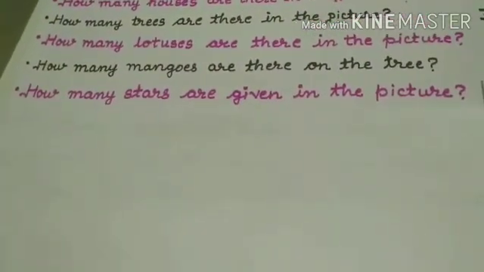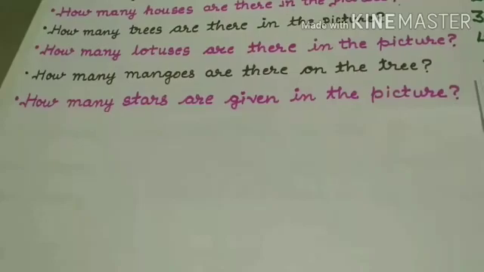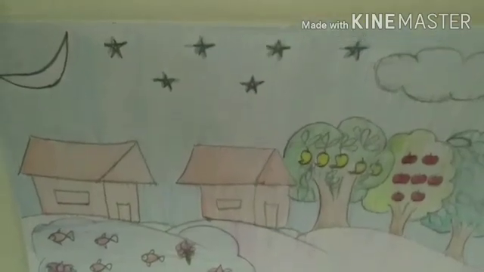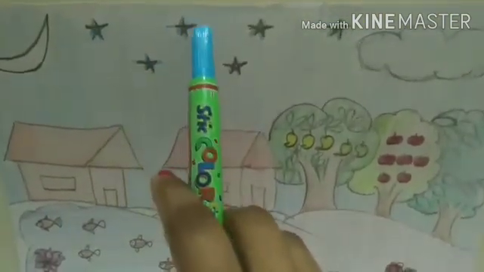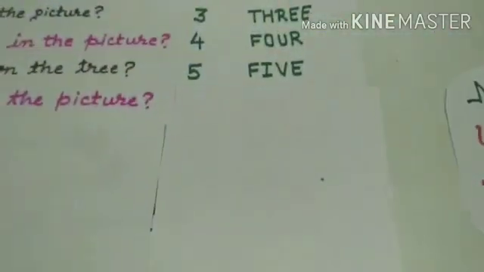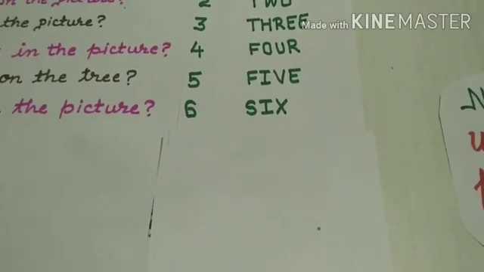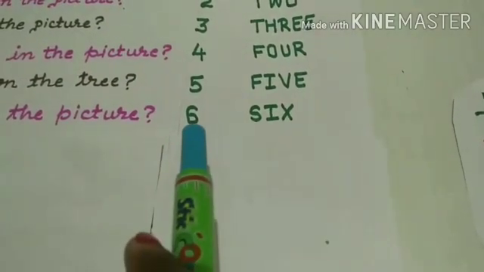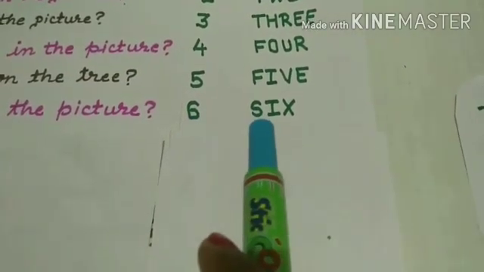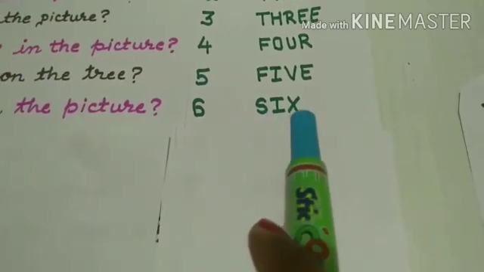Next question. How many stars are given in the picture? Let's count with me. 1, 2, 3, 4, 5, 6. So you can write like this, 6. What is the spelling of 6? S-I-X, 6.